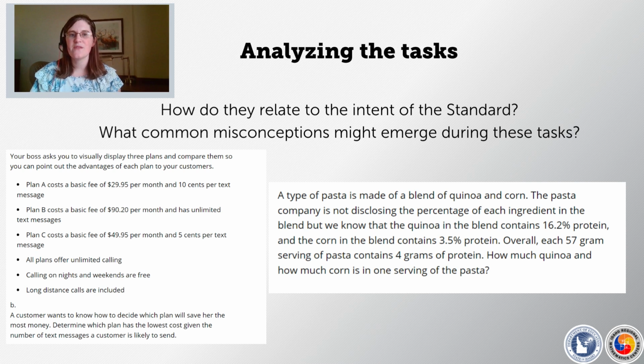Now we're going to analyze these two tasks side by side. The cell phone task uses a real-world scenario to demonstrate how systems of equations can be used to solve problems. Students will need to use one of many strategies to determine which plan is the best deal.